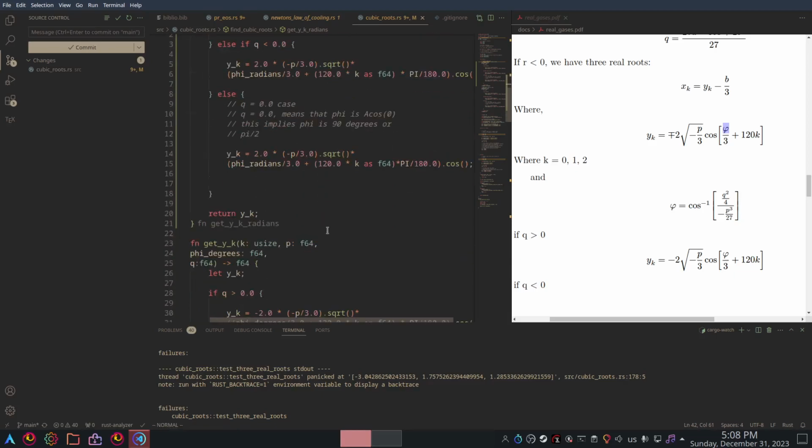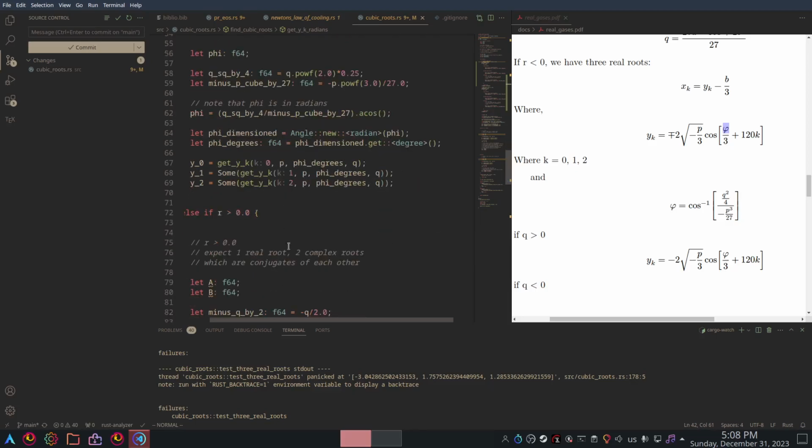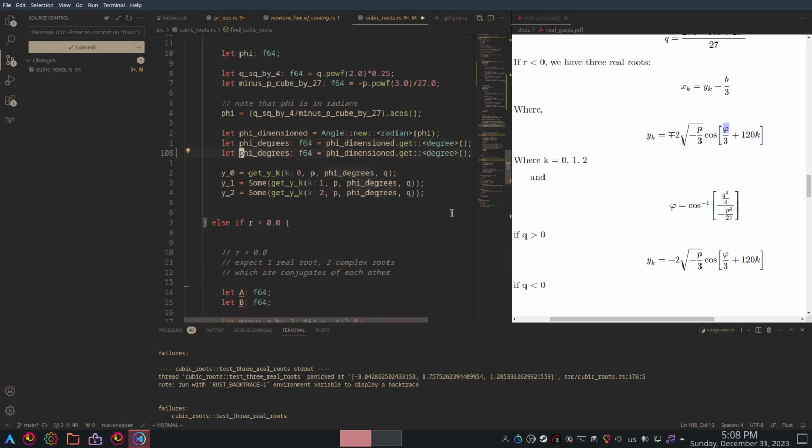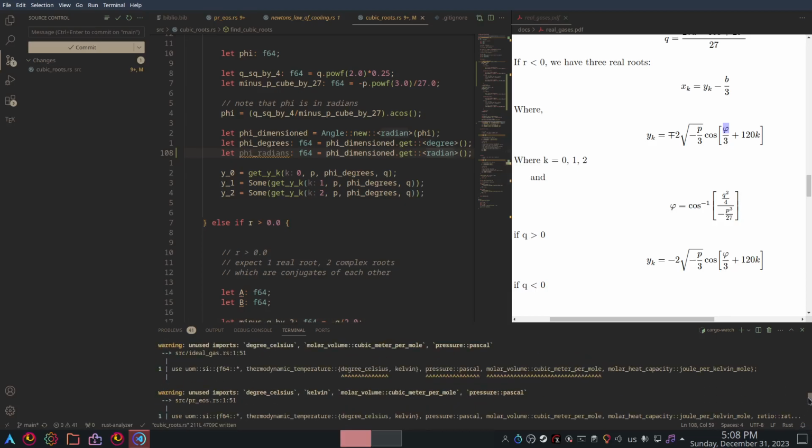Now I'm going to get this yk in radians right here. I'm going to put this here: phi radians equals phi dimension, and I'm going to change this to radian. And I'm going to try and quick fix this, because this is of course going to give an error.